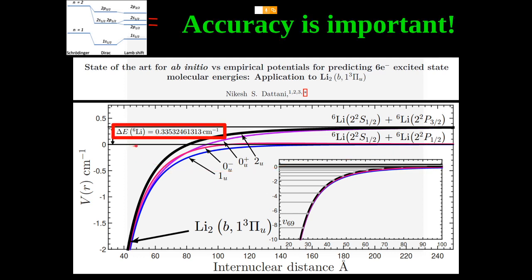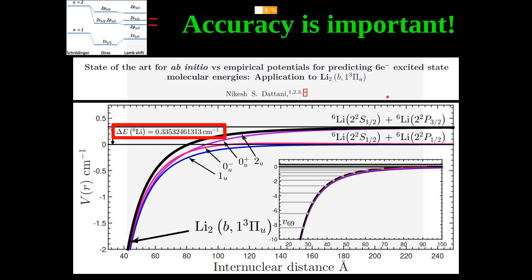Now look at the size of this. This splitting here is 0.335 inverse centimeters. You remember now, you did calculations over the last 2 weeks. You remember calculating potential energy curves where the well depth was 80,000 inverse centimeters. 80,000 inverse centimeters. And this is 0.335 inverse centimeters. So accuracy is important.